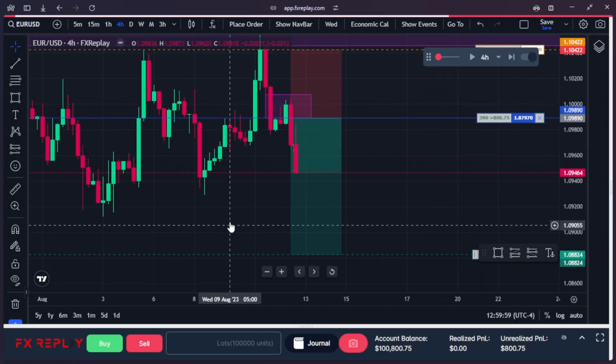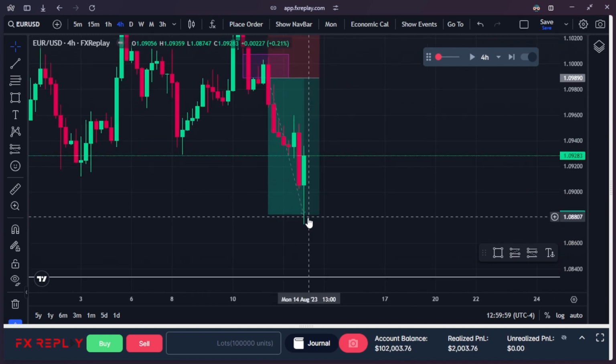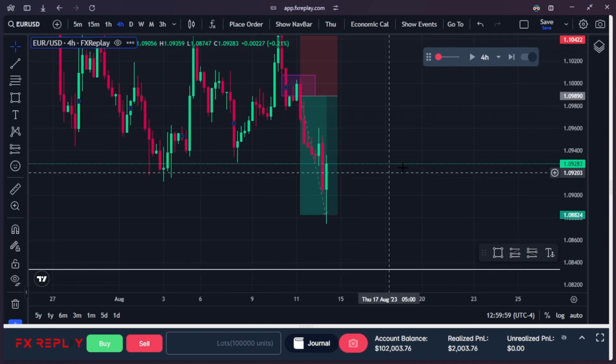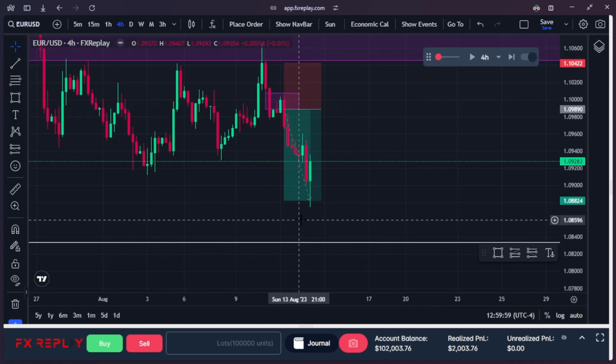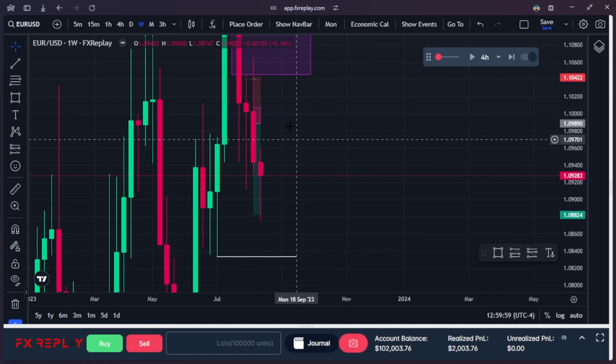Price tapped into the fair value gap, giving us our entry. After that, price went straight to our take profit. You can see how you can put everything together to get these accurate trades. I will suggest you backtest it before trading it in a live market.